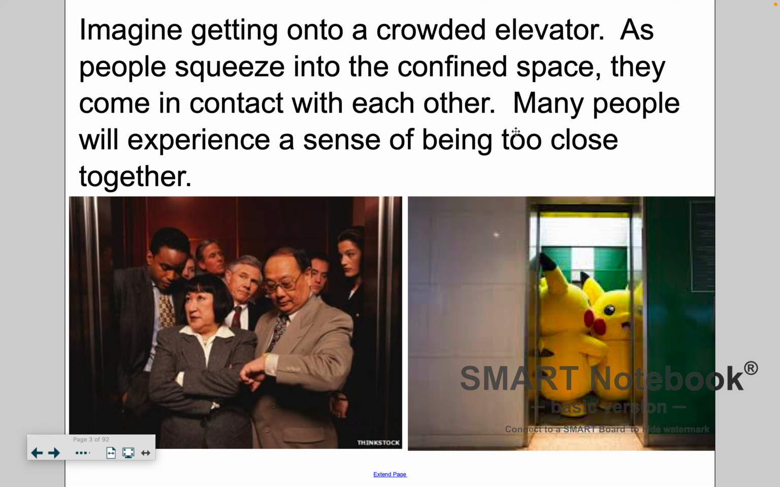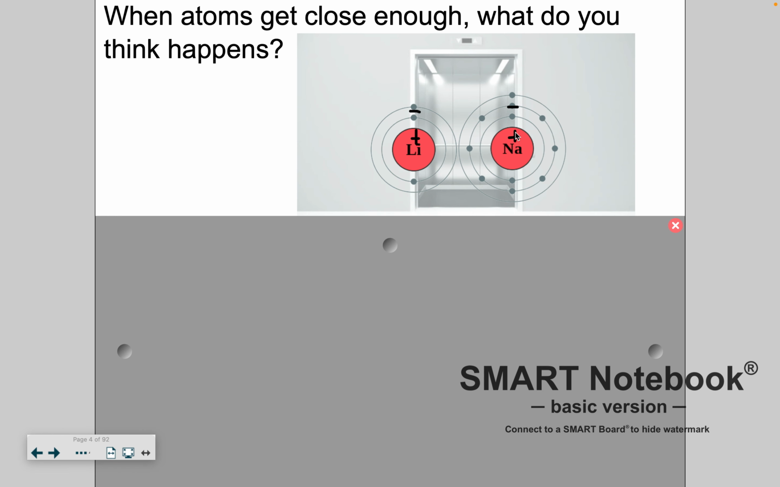Imagine getting onto this crowded elevator. People are squeezing into this confined space. They come in contact with each other. Many people experience a sense of just being too close together. Okay, so now let's swap the people for atoms. When atoms get close enough, what do you think is going to happen?